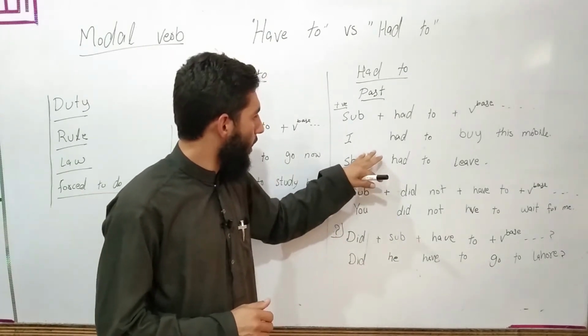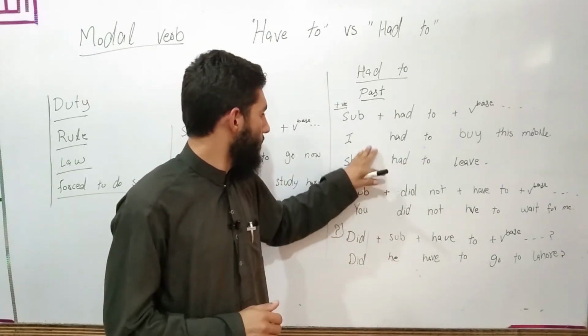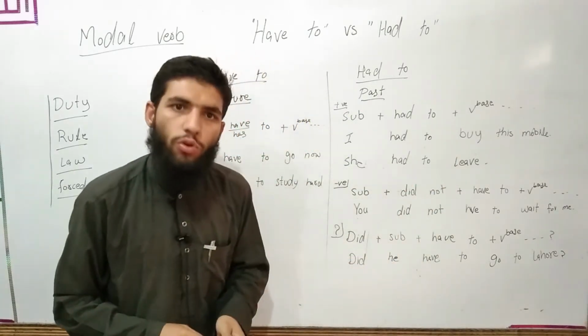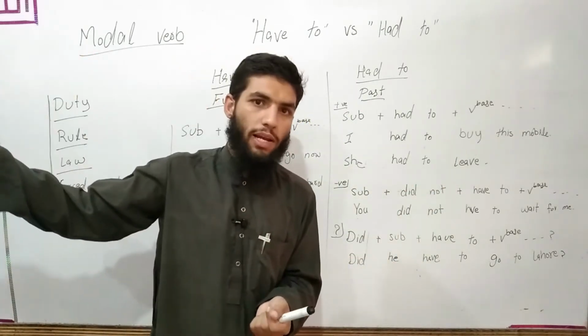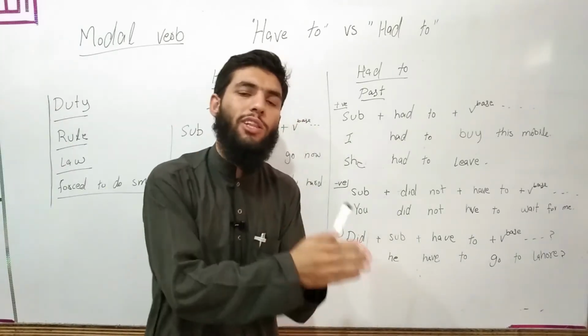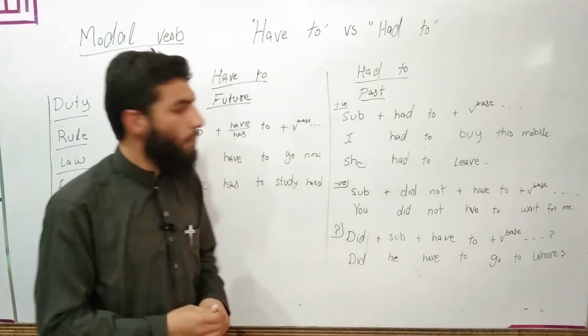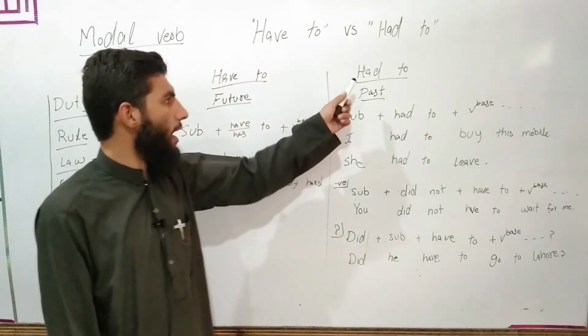She had to leave. So she had to leave. Next, the negative structure of had to is the have to.